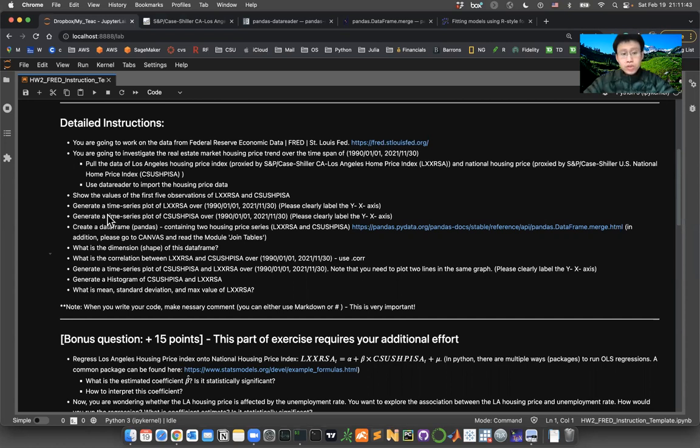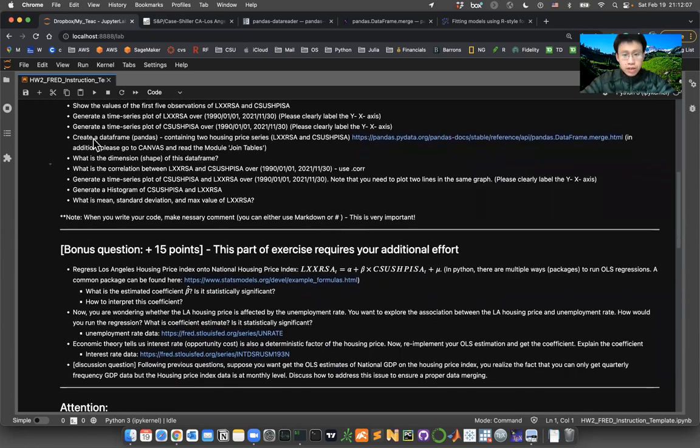Then you want to generate a time series plot of the LA housing price over the time span given. By time series plot, basically I want you to plot the level of the price over time. Similarly, you want to do that for the national housing price level.